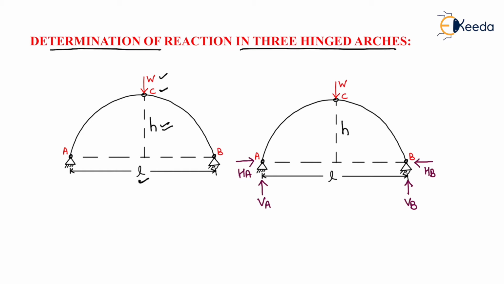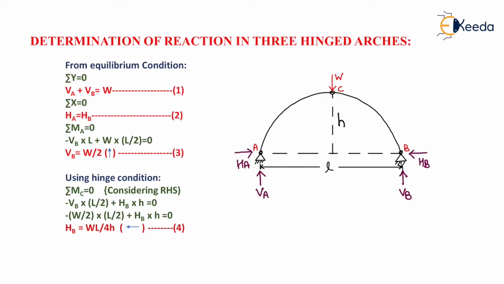Now due to the hinge supports at A and B, we will have two reactions at A, that is VA and HA. Similarly, two reactions at B, that is VB and HB. Now we need to calculate all the support reactions present in the arch. For the calculation of all the support reactions, we need to use the equilibrium conditions.